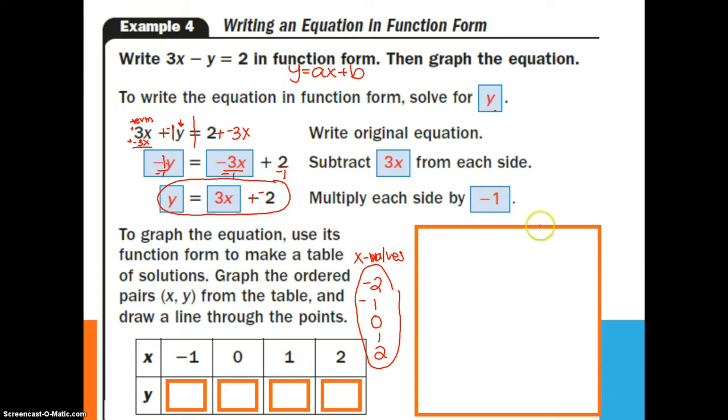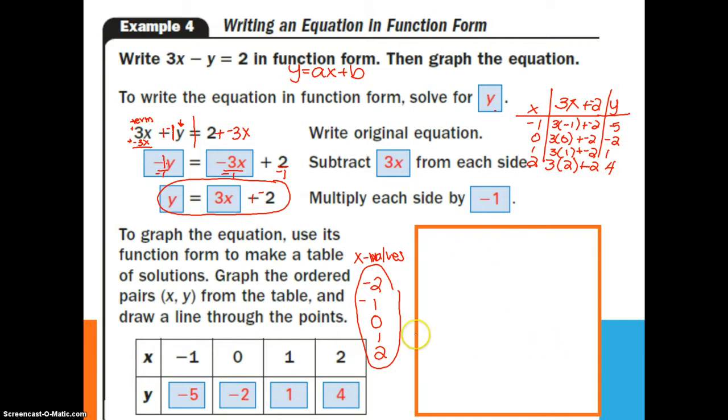I like to set it up this way. Ignore the y for now, and put in my function form, -1, 0, 1, and 2. 3 times -1 plus -2. I can actually just substitute in first. Anytime there's an x, I'm plugging in one of these values. And then solve. -3 plus -2 is -5. 0 plus -2 is -2. 3 plus -2 is +1. 6 plus -2 is 4.